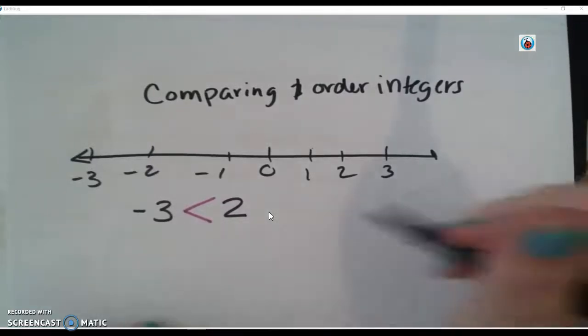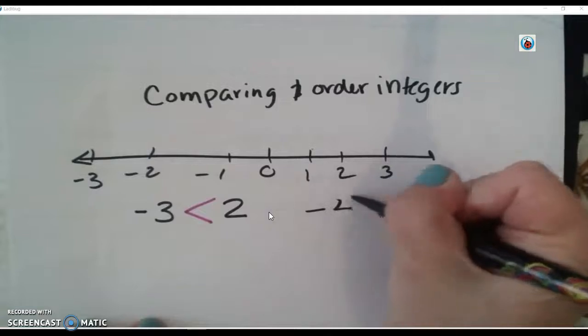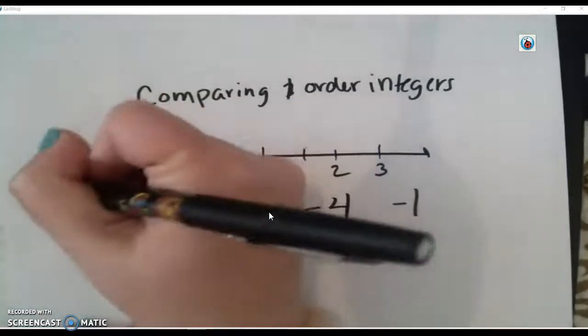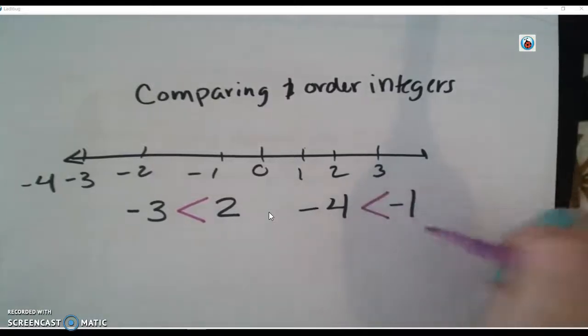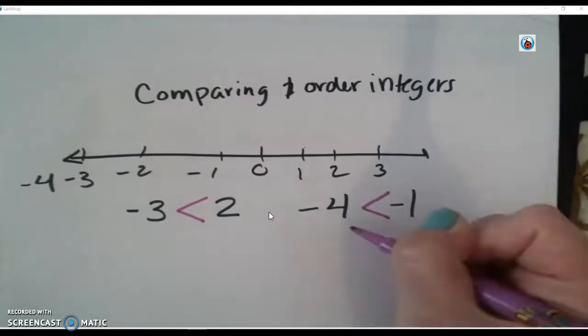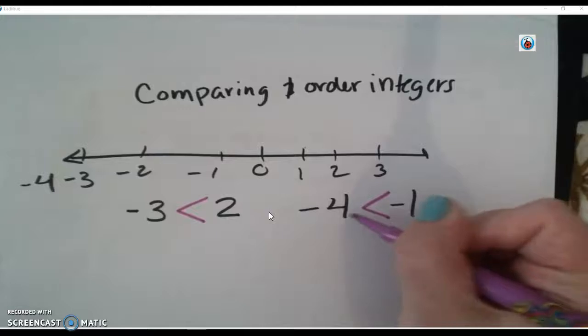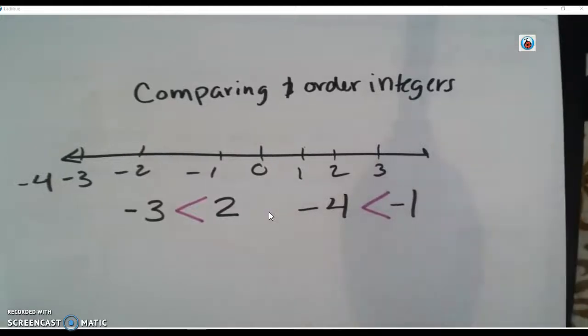Let's say I had -4 and -1. So -4 would be over here, right? What's greater? Well, -1, because I'd rather owe someone $1 than $4, right? So -4 is less than -1.